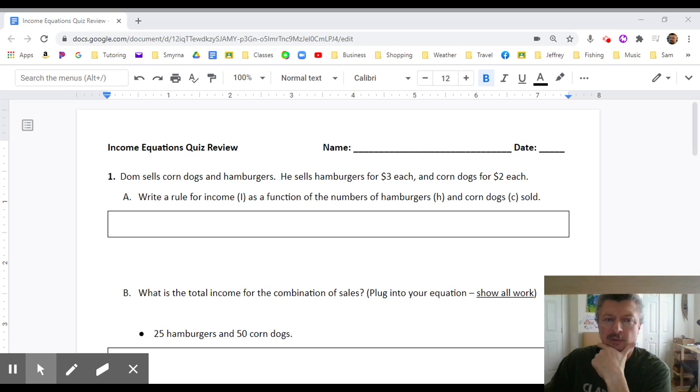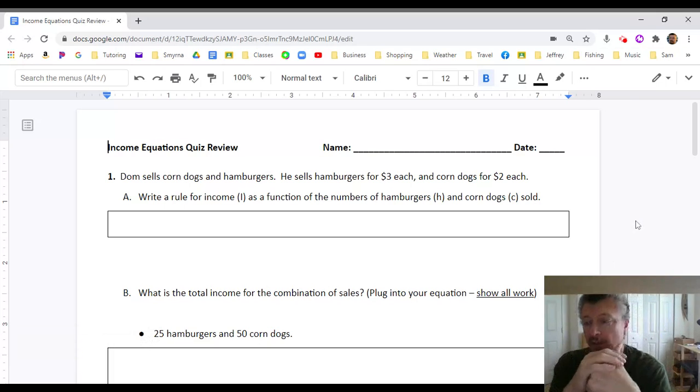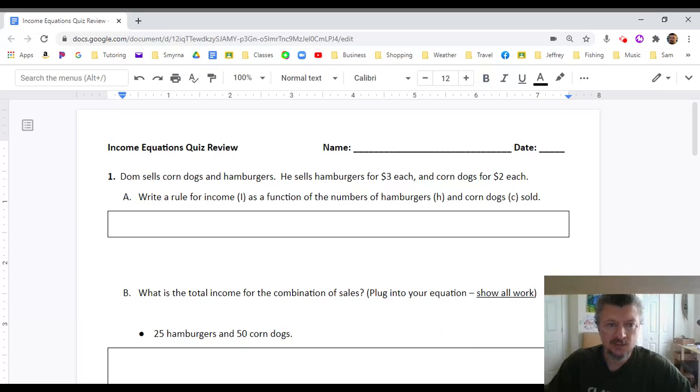Hello, today we are going to go over the income equations quiz review. This is going to be like last 2 weeks ago. We're going to have a review and then the quiz. Now, for the quiz review, I'm going to give you the answers, but I want you to try it. So try number one, and then we'll do it together. All right, let's do number one.